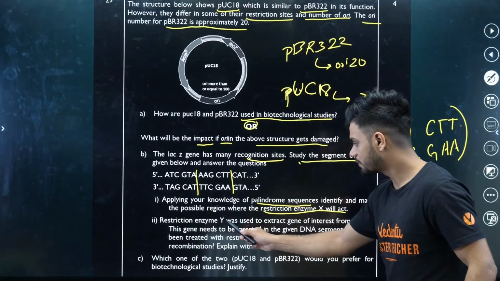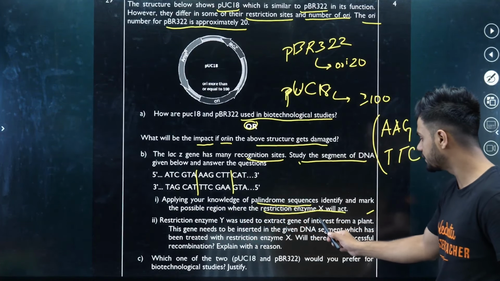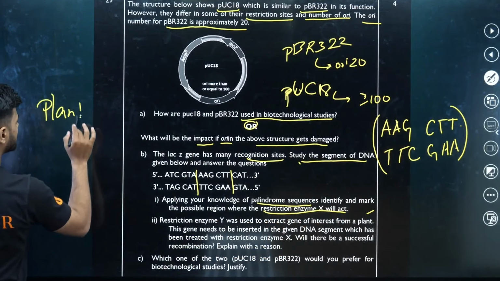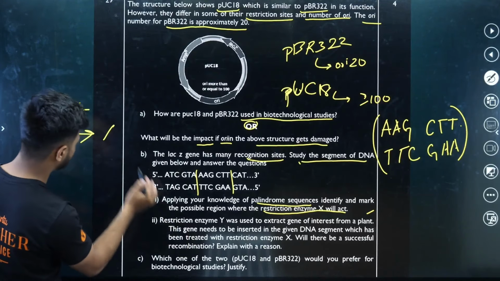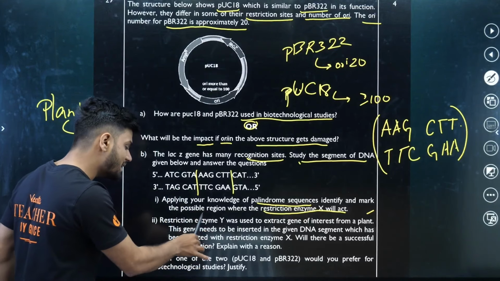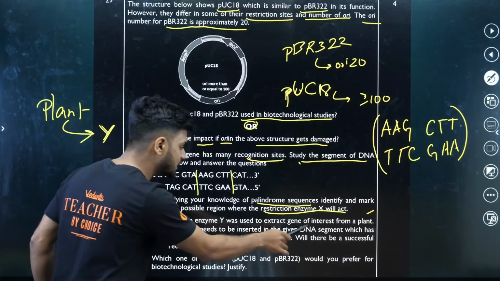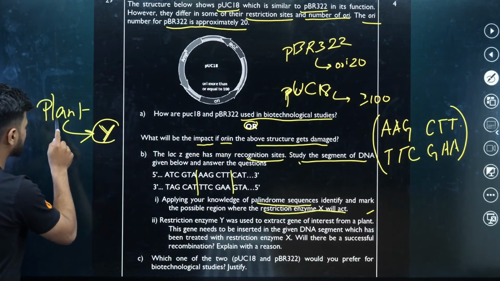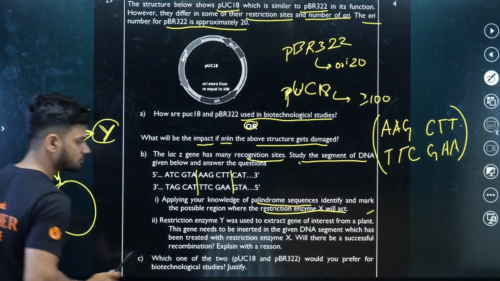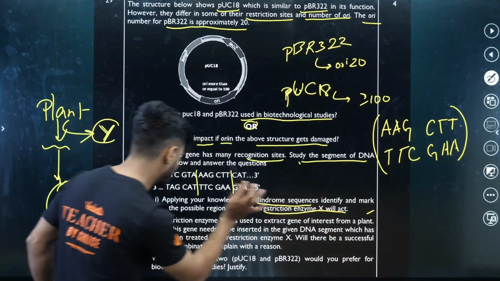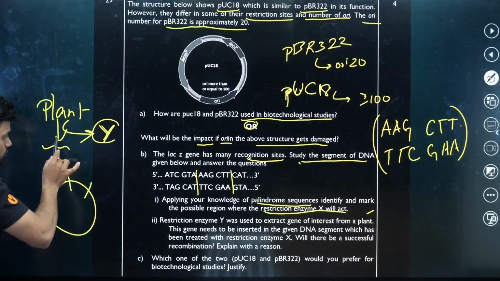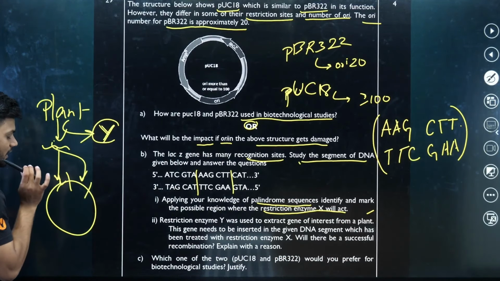Restriction enzyme Y was used to extract a gene of interest from a plant. So we have a plant here, and we are using restriction enzyme Y to extract the gene of interest. Now this gene needs to be inserted into the given DNA. We're taking this gene from here and inserting it into a new DNA segment which has been treated with the restriction enzyme X. Here also we need to make a cut so that this particular segment of DNA attaches here.